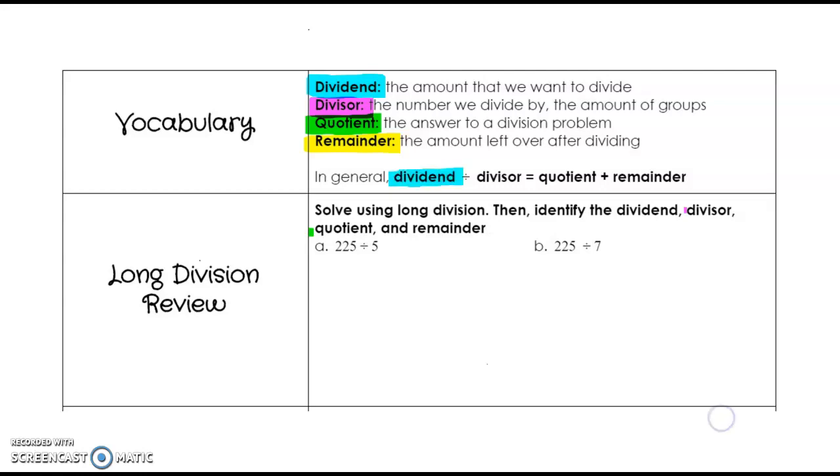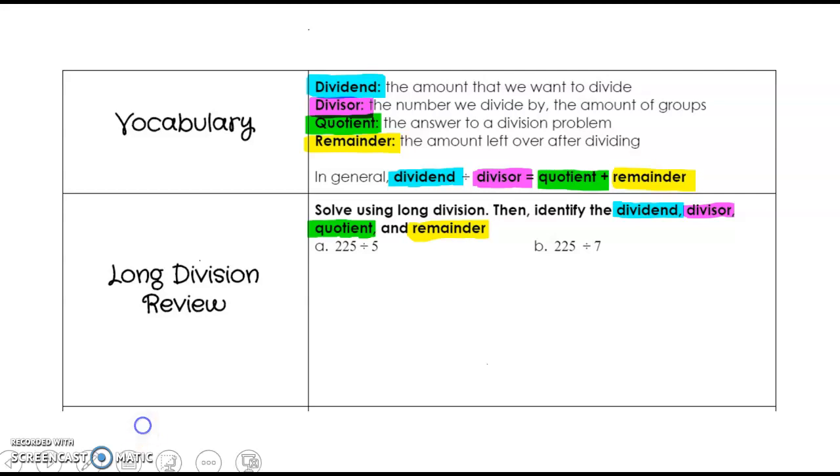So in general, if we take the dividend and divide it by the divisor, that will give us the quotient plus the remainder if we have one. For the next two problems, we want to solve using long division, and then we want to identify the dividend, divisor, quotient, and remainder.